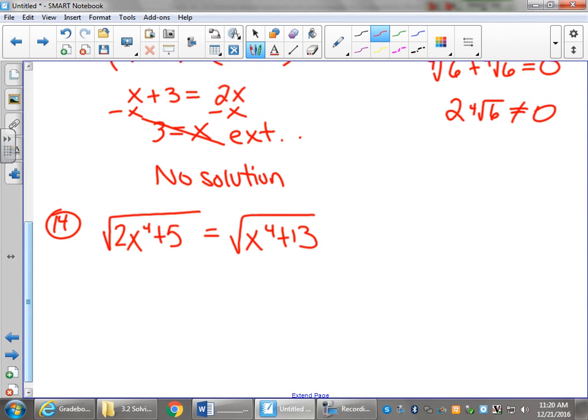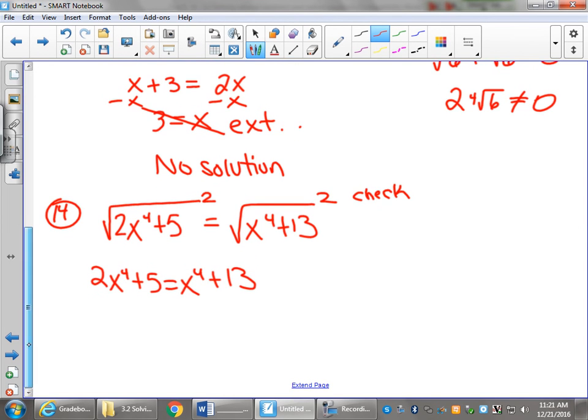What are we going to raise both sides to first? 2. Okay, square, square. And that means we're going to have to eventually check our answer because that's an even power. We're going to be left with 2x to the fourth plus 5 equals x to the fourth plus 13. We're going to move the x's to the same side. So I'm going to subtract the 1x to the fourth to the left. And if I have 2 and I'm subtracting 1, that's going to leave me with 1.